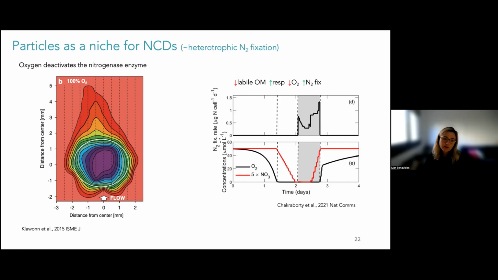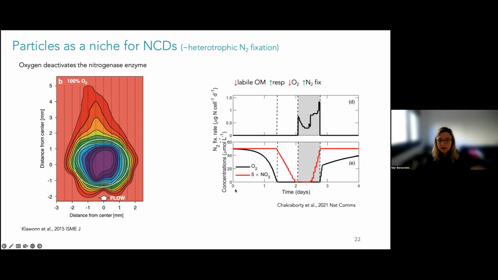So cyanobacterial diazotrophs have different strategies to get rid of that oxygen, such as separating nitrogen fixation from photosynthesis along a trichome, for instance, or in between the day and the night. But NCDs, we don't really know how they get rid of that deactivating oxygen that is actually poisonous for them. And this may be an explanation. There have been some models trying to explain this process.